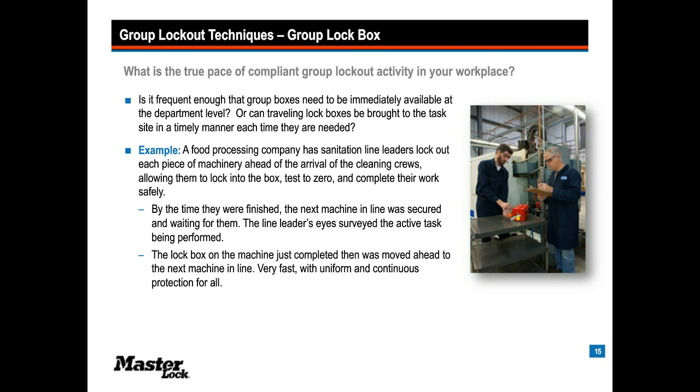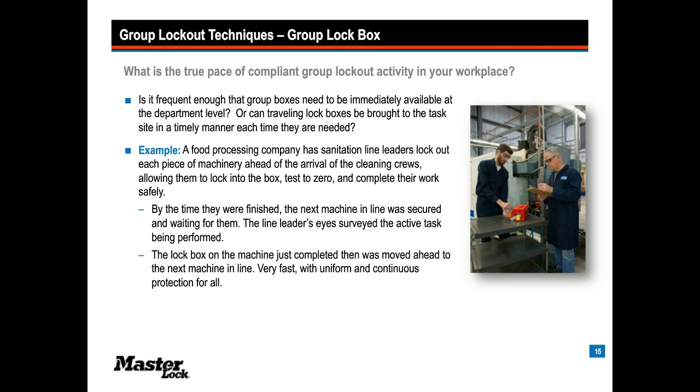And these are some of the shortcuts we see happen when people are not working completely under the protection of a personal lock applied to the box. For example, I've got a couple of sanitation line leaders who lock out each piece of equipment ahead of a cleaning crew. This allows the cleaning crews to lock directly into the box, test the zero, and complete their work in a safe manner. By the time they're finished with the machine they're working on, the next machine has already been secured, the lockbox is ready to go, and they're just moving their task forward.